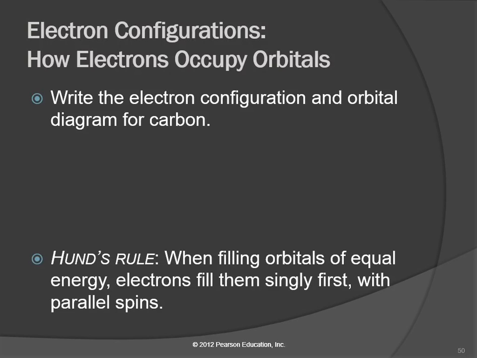Let's write the electron configuration for carbon. We don't have to worry about too much of that craziness yet. So it says electron configuration and orbital diagram. Again, I like the orbital diagram first at this point. Carbon has how many electrons? 6. 6 electrons.